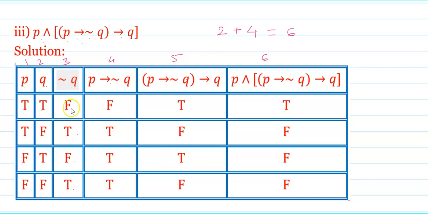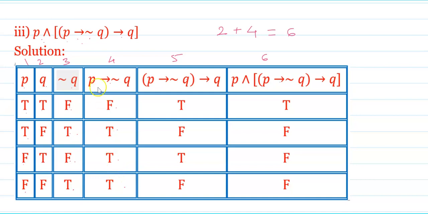What does implication need? If both of them are the same, then it is true. Otherwise, T implies F, therefore it is F. T implies T, both of them are the same, therefore it is true. F implies F, both of them are the same, therefore it is true. F implies T, therefore here it is true. Okay, this is column number 4 done.